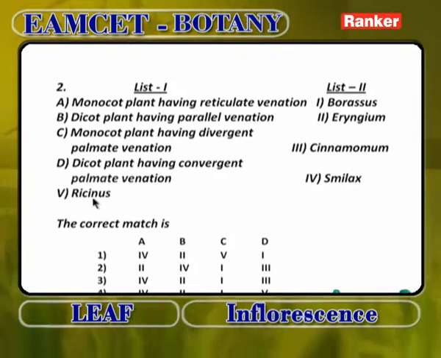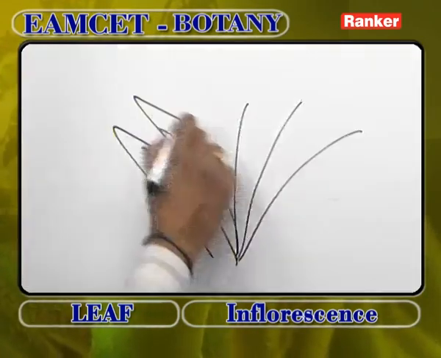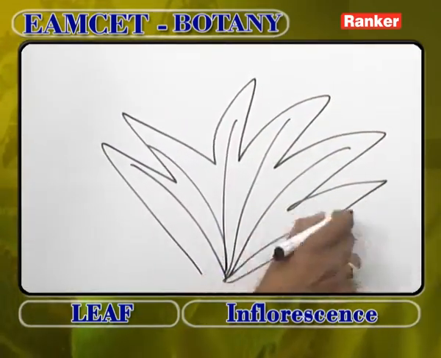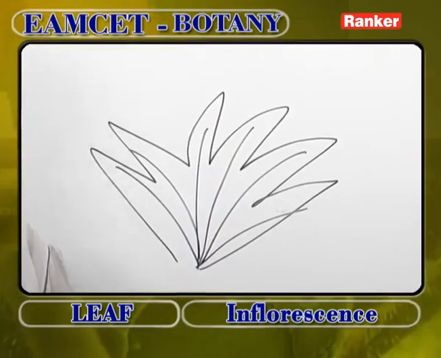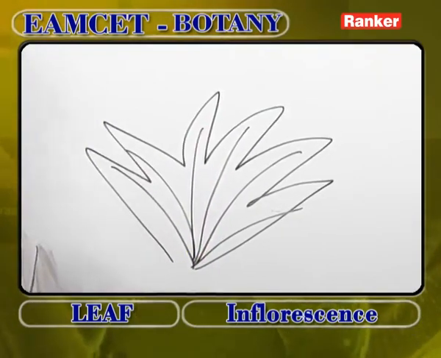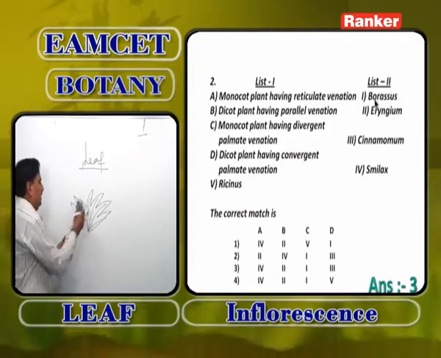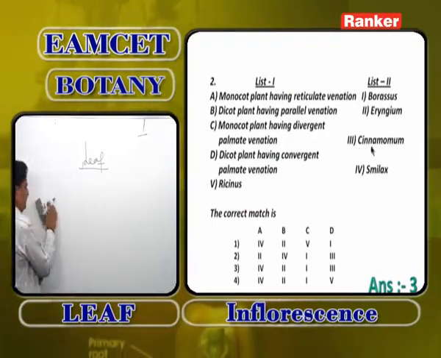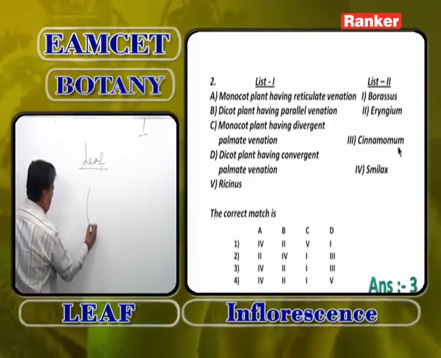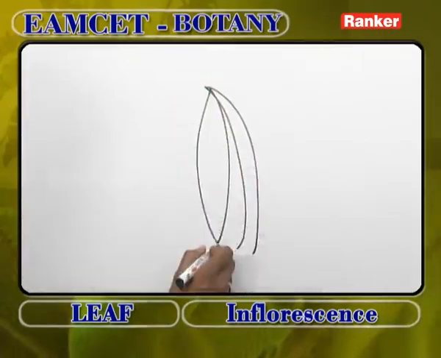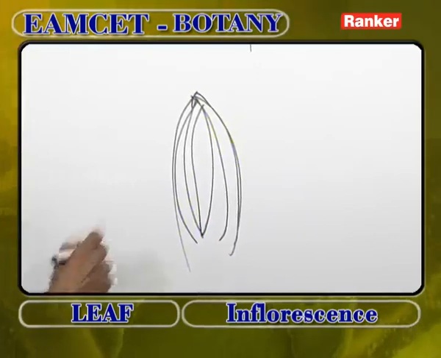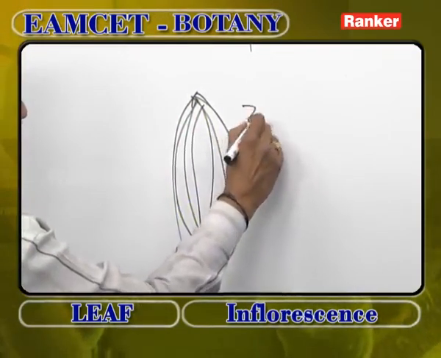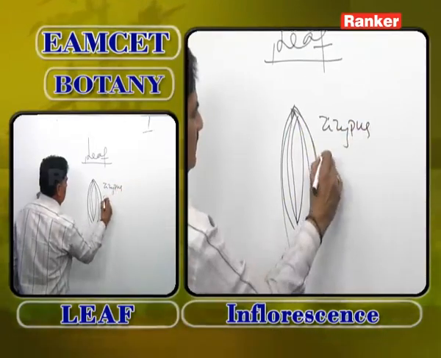You all know what divergent palmate venation means. Palmate means many midribs are present, and all these midribs ultimately enter their independent lobes like this. So, this type of venation is found in Borassus. Then, dicot plant having convergent palmate venation. Convergent palmate venation means many prominent midribs are present at the base, but ultimately they come and unite at the apex, and the remaining veins are arranged in a reticulate manner. For this, the examples are two: one is Ziziphus, the other is Cinnamomum.